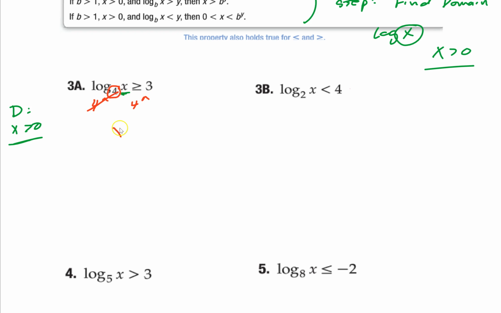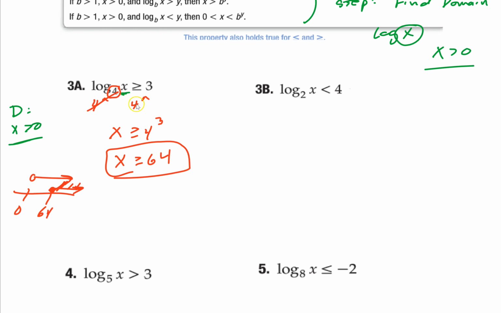These cancel. x is greater than or equal to 4 to the third, so x is greater than or equal to 64. Now as always, you want to see what the answer is. You have x greater than 0 and x greater than or equal to 64.